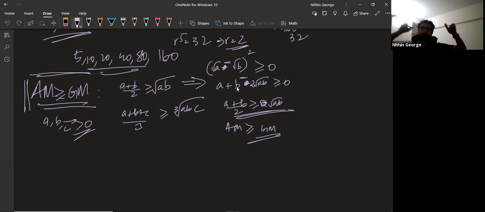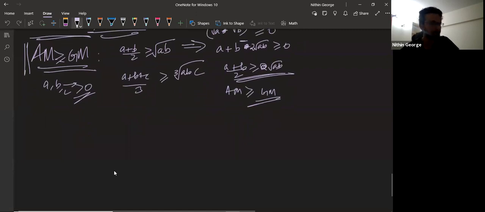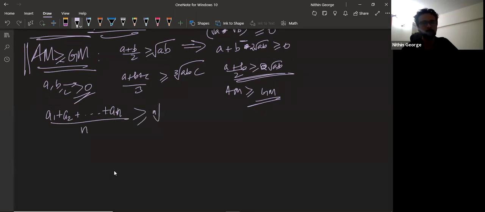So this is applicable for multiple terms also. You have multiple terms, their AMs will be greater than or equal to their GMs. So it's the application that's the important part. Okay, so I'll just write AM of n terms, A1 plus A2 all the way up till AN divided by n, greater than or equal to the nth root of A1, A2, A3 all the way up till AN. Got this? This is when you have n different terms.